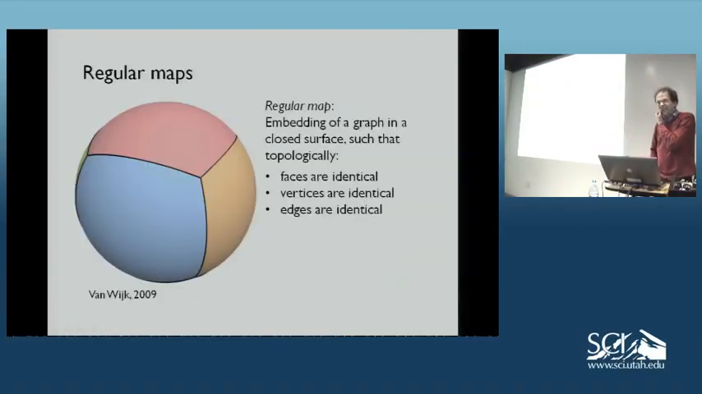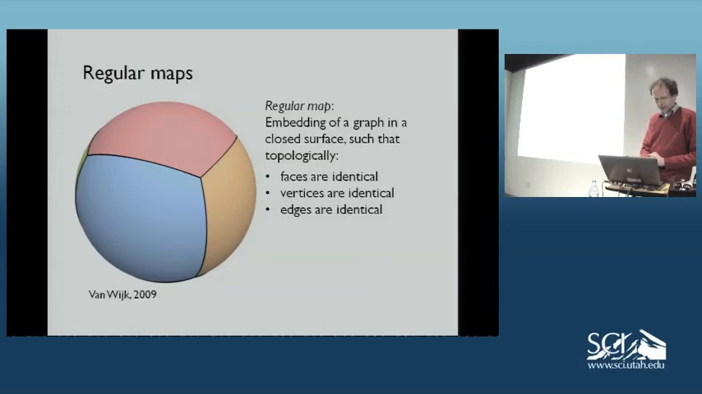Okay, my last item I would like to show to you is about something called regular maps. It's also a concept from mathematics. A map in the jargon of surface topology is an embedding of a graph in a closed surface. And now a regular map is a kind of perfect version of that. In this case, all the faces are the same topologically, the vertices are the same topologically, and the edges are also the same. They are all transitive in the jargon.